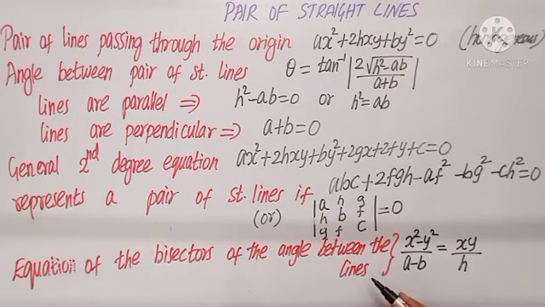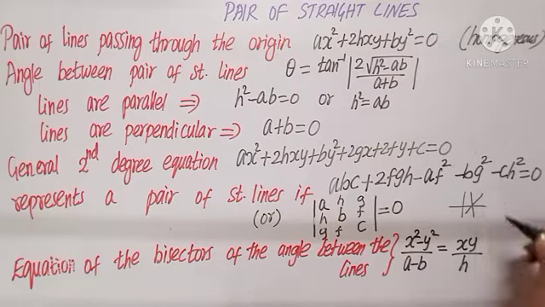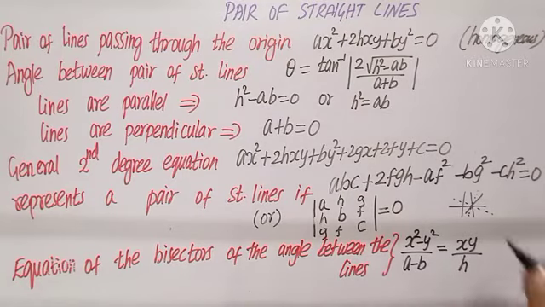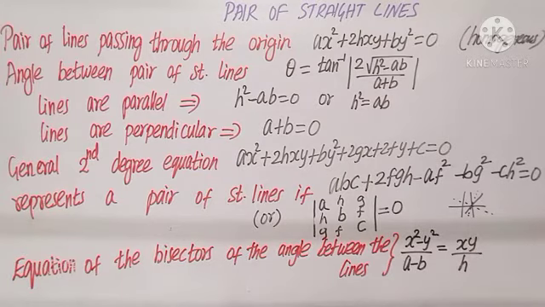The last equation to remember, the equation of pair of bisectors. Suppose I have the two lines like this. You have the bisectors. How to write the equation? The angle between the lines is bisected by these lines. How to get the equation? It is x square minus y square by a minus b equals xy by h. Let us remember these formula and apply suitably in the exercise problems.